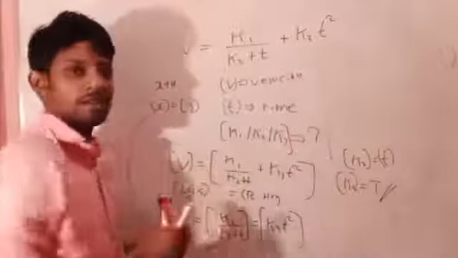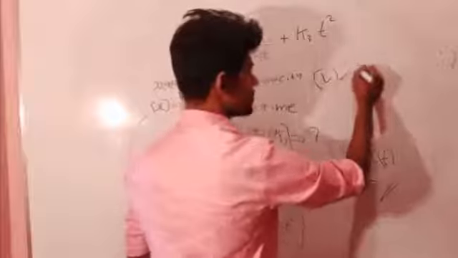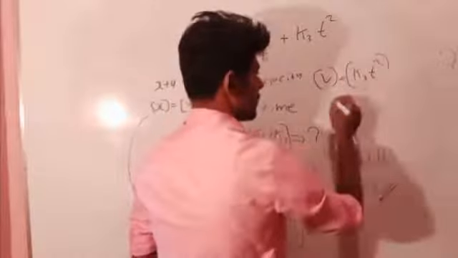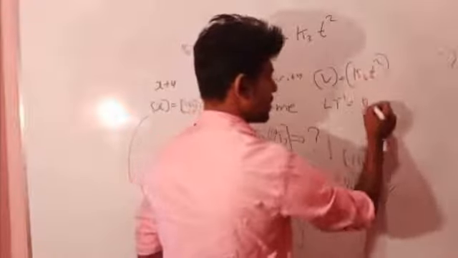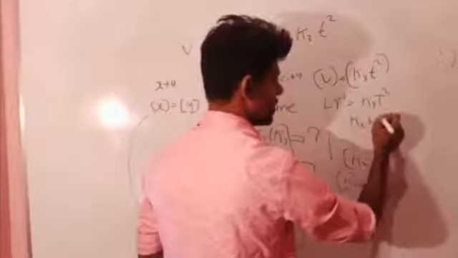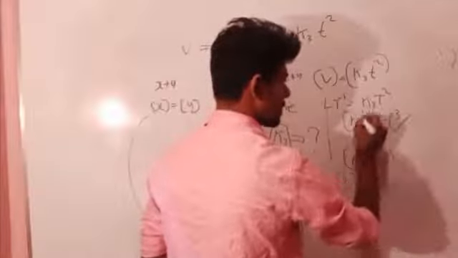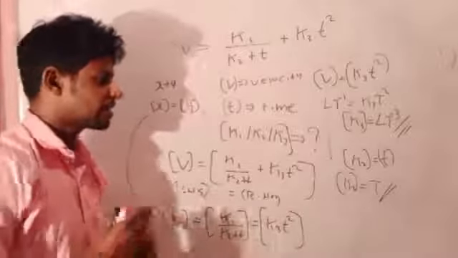And for K3, dimension of V should be equal to the dimension of K3 and T to the power 2. So V is LT minus 1. That should be equal to K3 and T to the power 2. K3 is going to be LT minus 3. Dimension of K3. This is very simple. Now I have found K3 even.